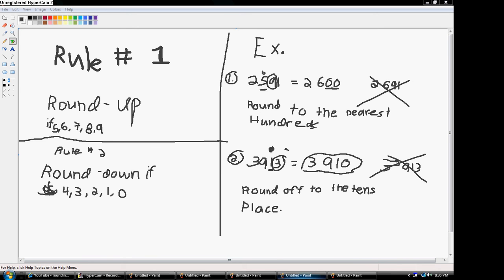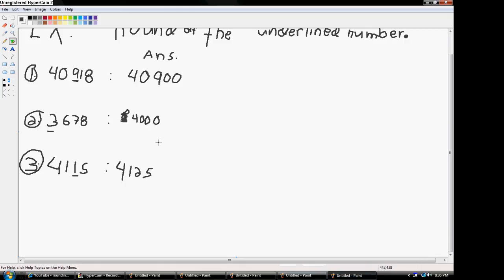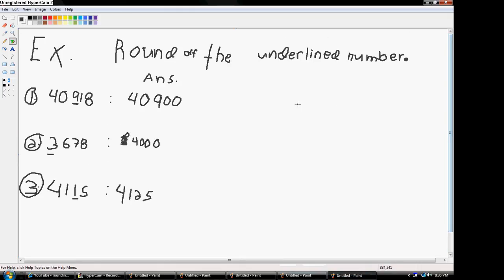Okay, so let's have a quiz. I will give you an example. Round off the underlined number.